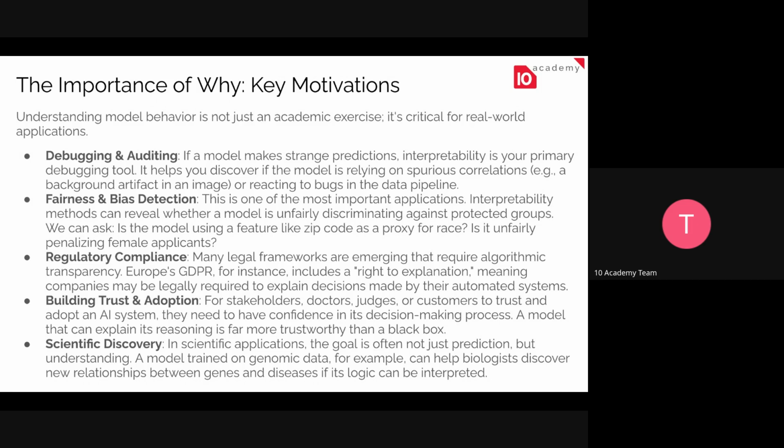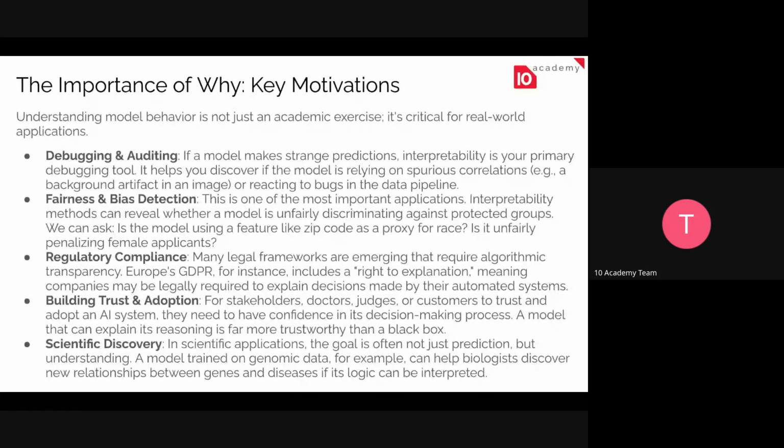And of course, building trust and adoption. At the beginning of the slides, we have seen an example of a loan. For these cases, in order to help others adopt AI systems and trust them, and to have confidence in the decision-making process, showing them why something happened is going to make them trust the system.